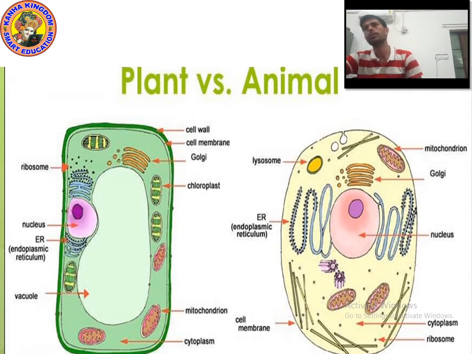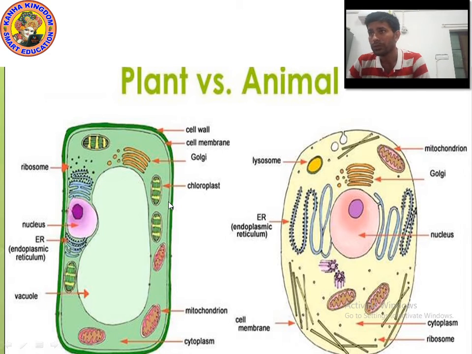Now look at the picture of animal cell. You can see the center part is the nucleus, which is in purple and a little bit orange. And you can see the lysosome in yellow color, and the Golgi in yellow color.